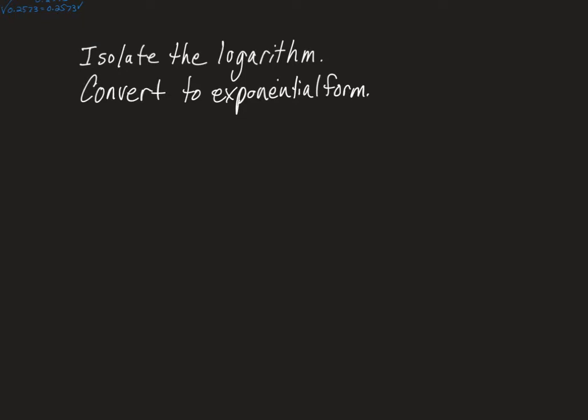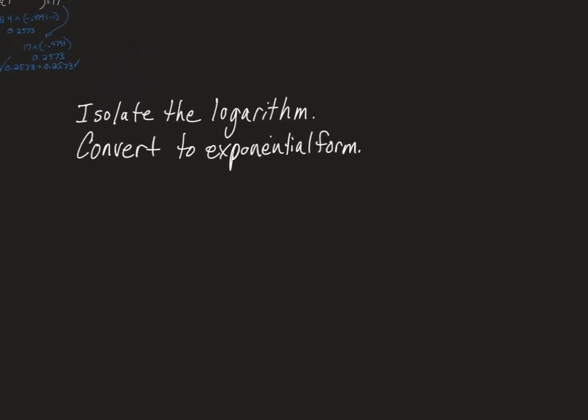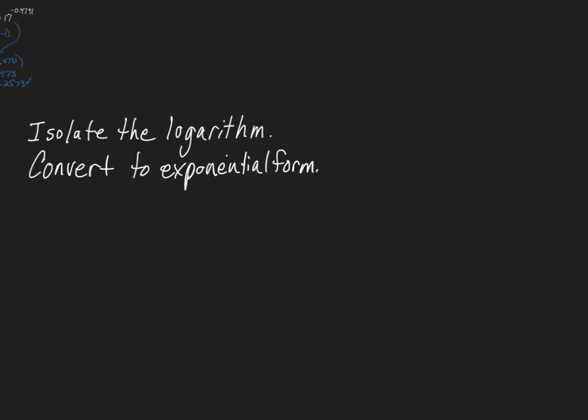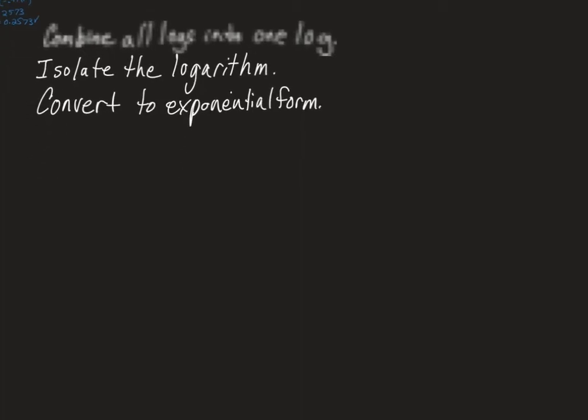However, there will be times where we have more than one logarithm. So first, we may have to use the rules of logarithms, the properties of logarithms, to combine all the logs into one. Okay? So then you get them into one logarithm, isolate that logarithm, and convert to exponential form. So let's do an example.